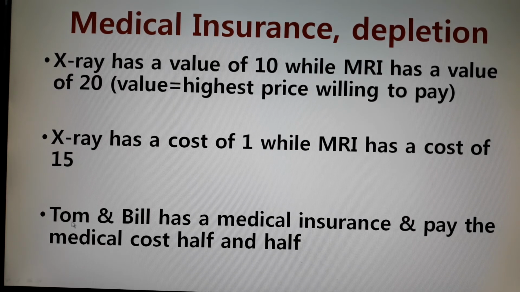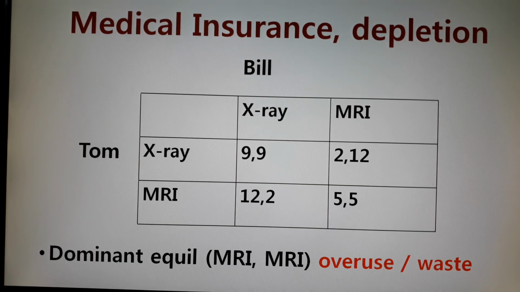Okay, now Tom and Bill are potential patients, and they have medical insurance. What is medical insurance? Basically, you go to the hospital and the doctor charges you $10, but you just end up paying $2. Why? The $8 is paid by the medical insurance fund. But then, where did this medical insurance fund come from? From your pocket. You pay the money for that.